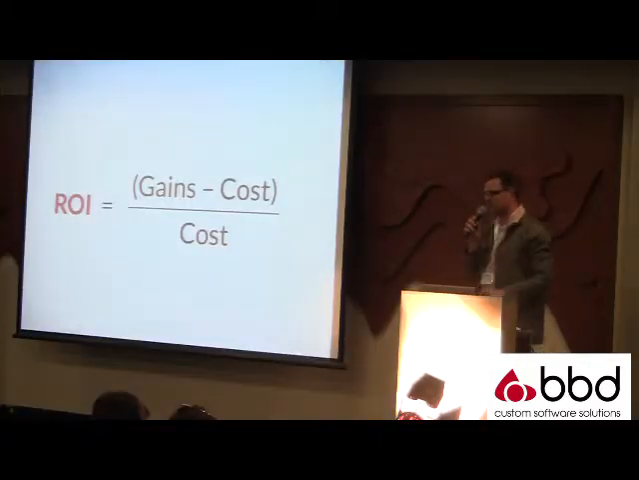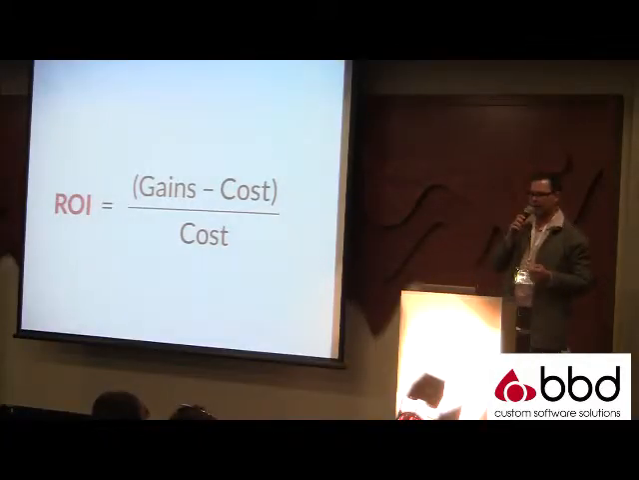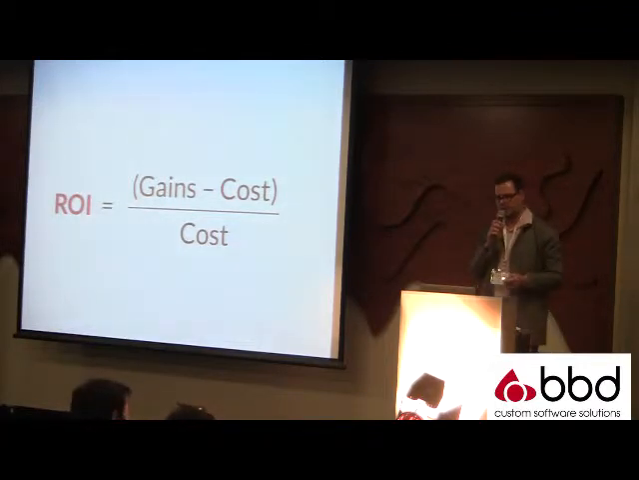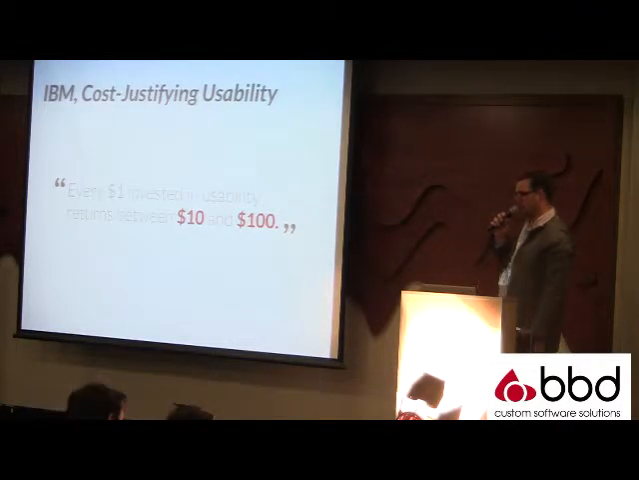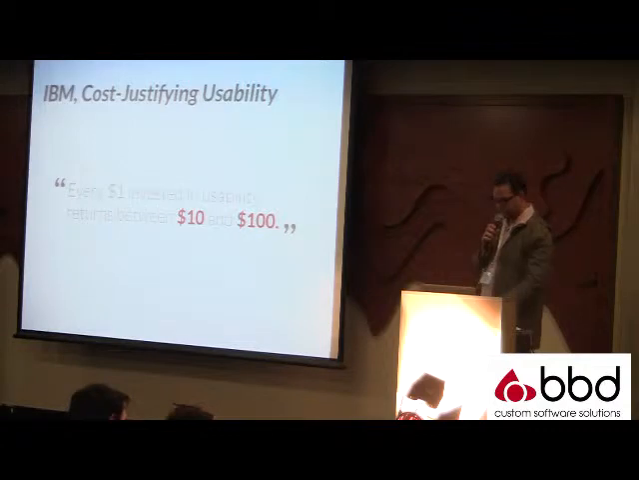In the traditional sense, ROI is a number. It's when you take the gains less the cost over the cost. So it would be a number like we had a 3 times ROI, 9 times, 90 times ROI. A classic example was IBM stating that for every $1 invested in usability, it would return between $10 and $100. So that's between 9 and 90 ROI.